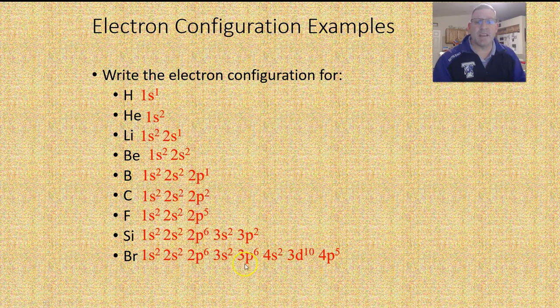electrons. And 18 electrons gets us to 3p6, and then 2 more electrons, electrons 19 and 20, will fit in the 4s2, and then electrons 21 through 30 will fit in the 3d10, and lo and behold, 4p5 is where we finish out with 35 electrons.